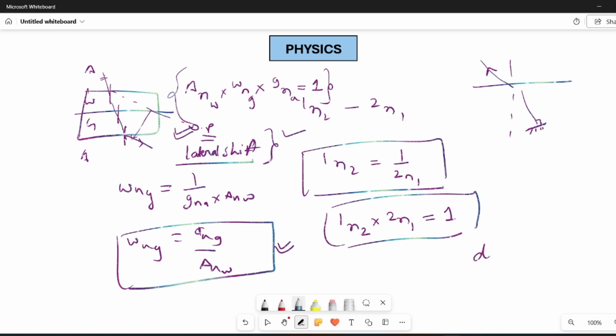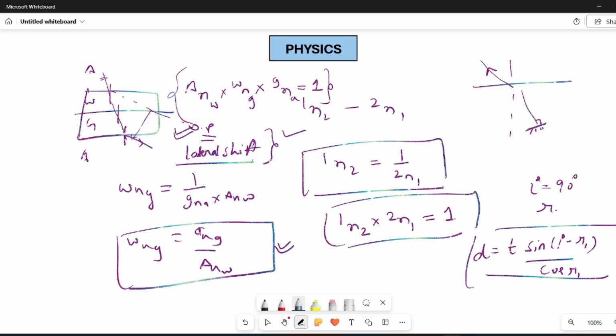determined by the formula d equals t sin(i minus r1) upon cos r1. Okay, I have told you this is the formula for general lateral shift amount. If you want to find out or calculate the maximum lateral shift, in that particular situation your i equals 90 degrees and r1 becomes 0. Then d becomes t. That is your maximum lateral shift.